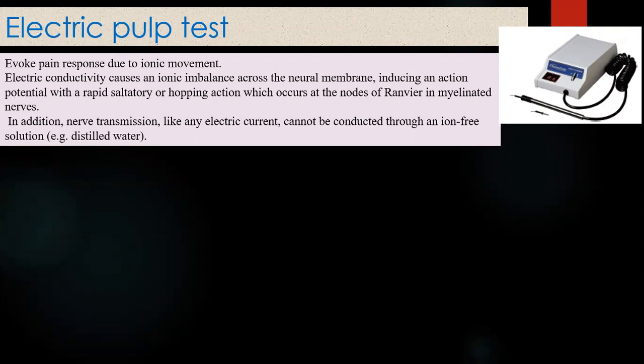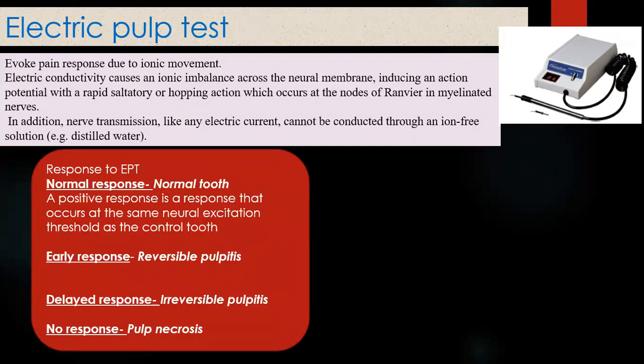So electrical conductivity causes an ionic imbalance that crosses the neural membrane, and this induces an action potential and increases the rapid saltatory conduction at the nodes of Ranvier in the myelinated nerves. In addition to this neural transmission, electric current cannot be conducted through an ion-free solution. For example, in cases of distilled water, we might have a false response. So how must we diagnose based upon the electrical pulp test response?